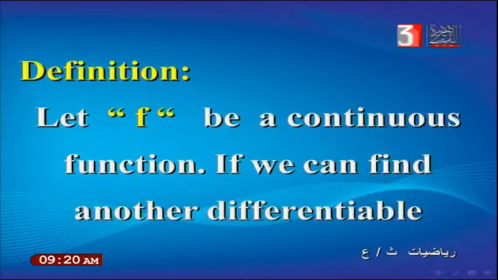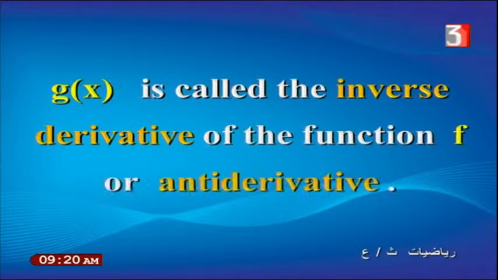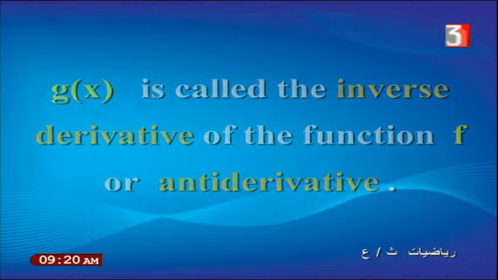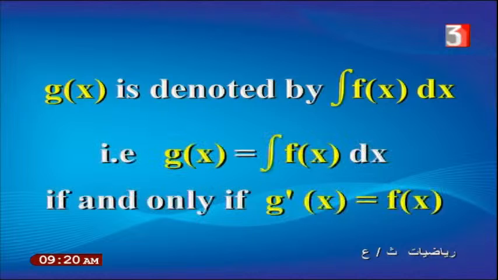Let f be a continuous function. If we can find another differentiable function g at every point in its domain such that g dash x equals f of x, then g of x is called the inverse derivative of the function f, or antiderivative. G of x is denoted by integration f of x dx. Then g of x equals integration f of x dx if and only if g dash x equals f of x.